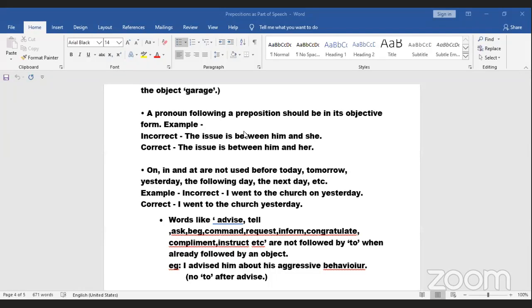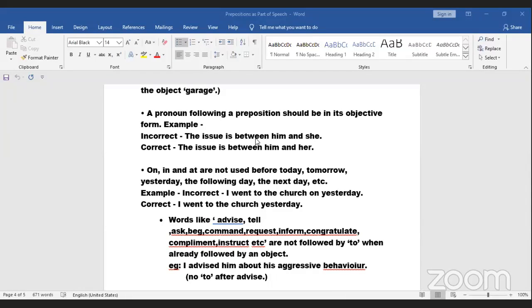Now, the preposition, see, the issue is between him and her. Between is a preposition, and I have told you with between it is always and. Between 3 p.m. and 4 p.m. It is never between 3 p.m. to 4 p.m. Wrong. Between 3 p.m. and 4 p.m. And that is one thing.